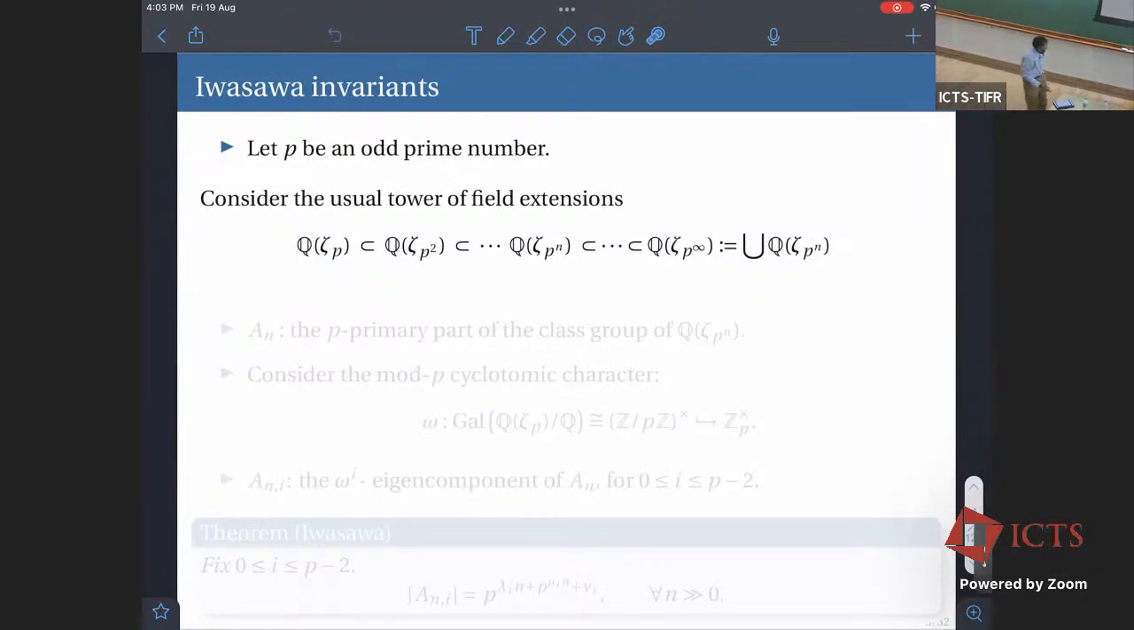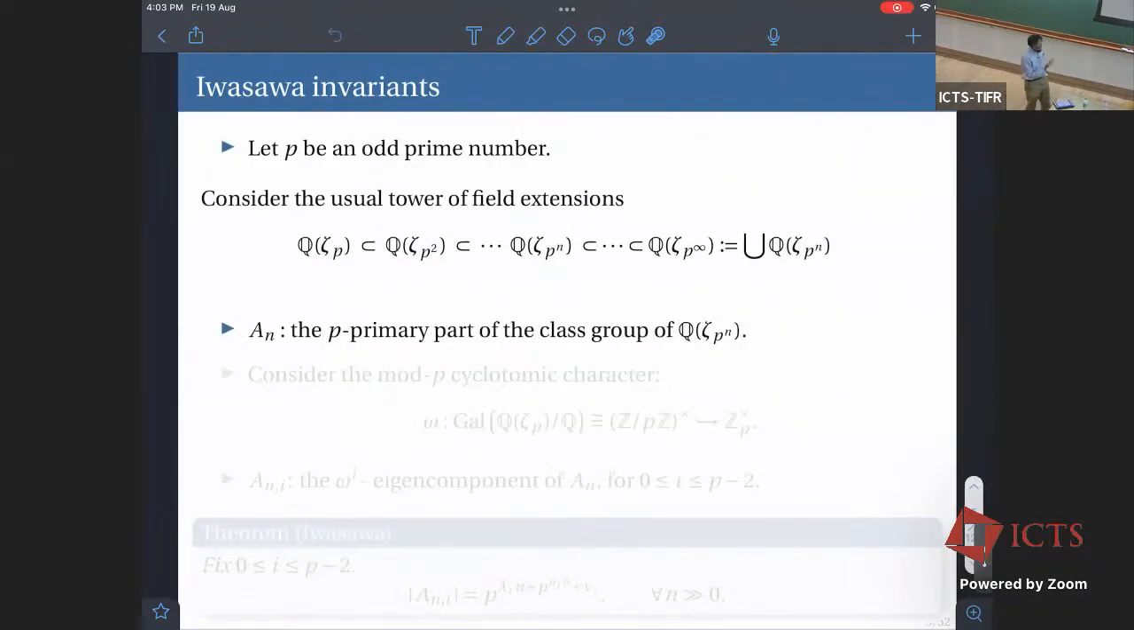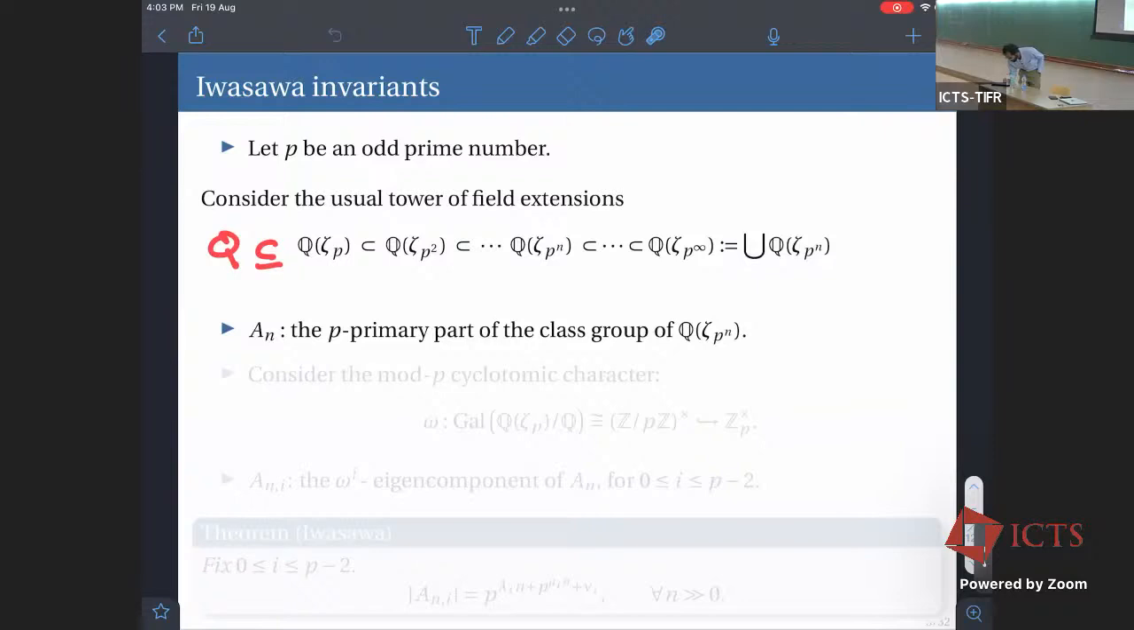Okay, and in Iwasawa theory, as is classical, at each step, we want to study the class group. More specifically, we want to study the p-part of the class group. And more specifically, at the nth level, I want to study the p-primary part of the class group of Q(ζ_{p^n}). And maybe another point to make here is that the base field is just the rational numbers Q.